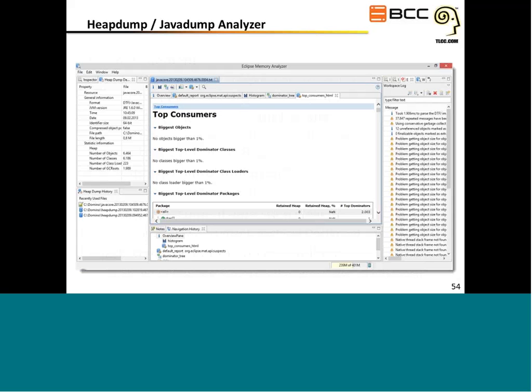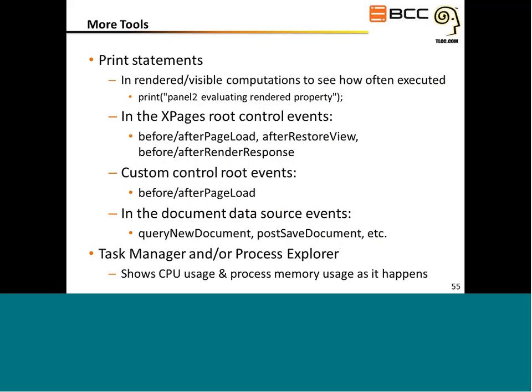More tools, of course, we have seen this before: a simple print statement in the render, visible computation, and so on, in the XPages root control, before and after page load events, and also in custom control root events. This is a very simple method of doing some output, of doing some measurement, and seeing what actually happens during the execution of the XPages code, and also what happened in the JSF lifecycle listener. You need some output to see, okay, this is computed here in this phase.